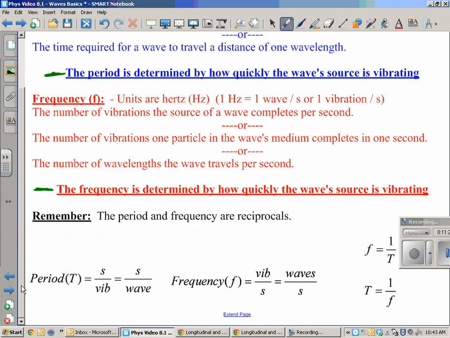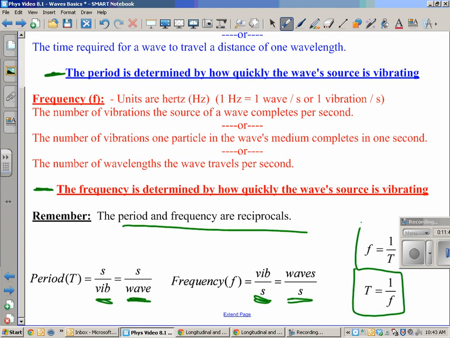And then down here at the bottom, remember we learned this when we did circular motion, period and frequency are reciprocals, right? Period is the seconds per vibration, or the number of seconds per wave, and frequency is the other way around, vibrations per second or waves per second, which gives us these two equations here. Okay, in other words, if you know your period, you can find your frequency, and vice versa.